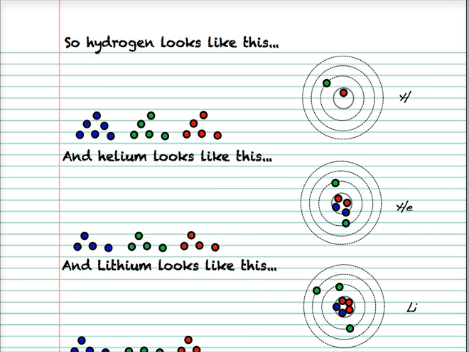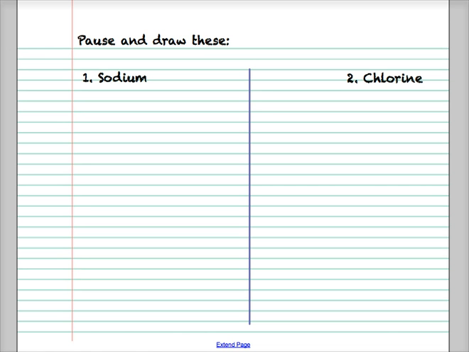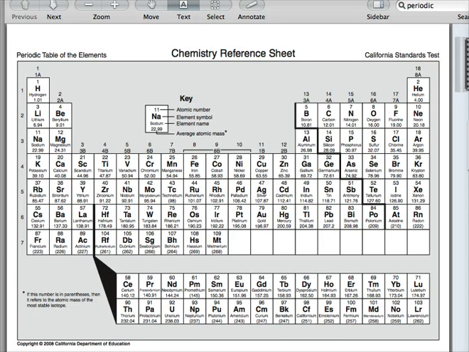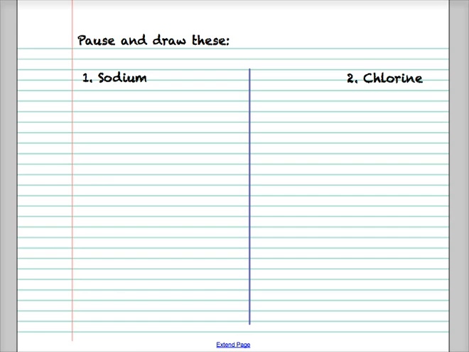So time to draw some yourself. I want you to pause the podcast and try drawing in the same way as I've drawn them, sodium and chlorine. Here's a full periodic table that you might need to use to help you. You'll find one of these in your planners as well. Chlorine is up here, element 17, and sodium is up here, element 11. So how did you do? Let's see.